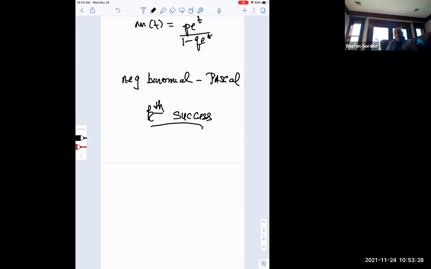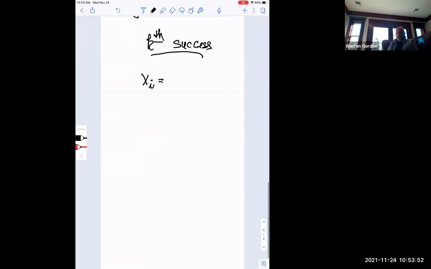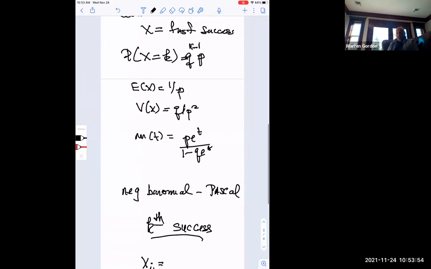That means what you could do is take the Pascal, define X_i to be the number of trials between the ith and the (i+1)th success. And that becomes geometric, because now we're talking about a single trial.